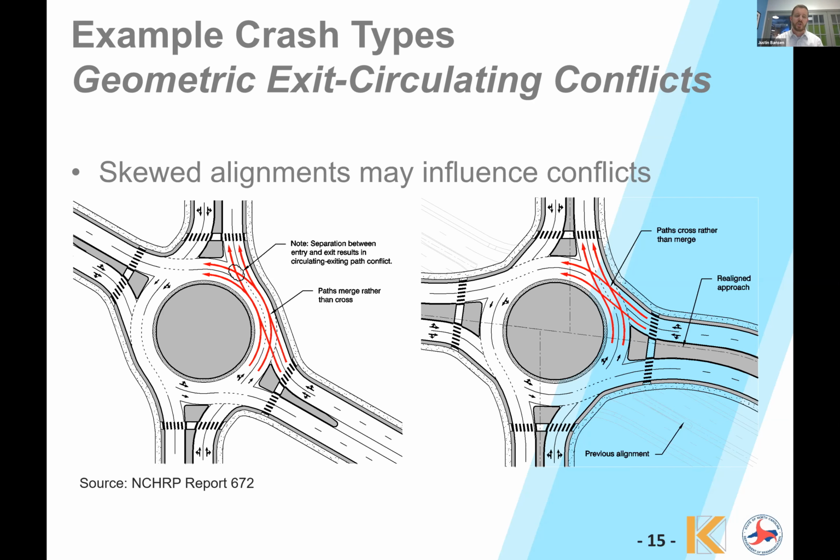But basically the skew between the legs of the roundabout is creating a separation between an entry and an adjacent exit. And so even though the lane configurations are set up where there should be no conflicts, that merging that occurs between those legs results in the potential for a crash at a downstream exit.